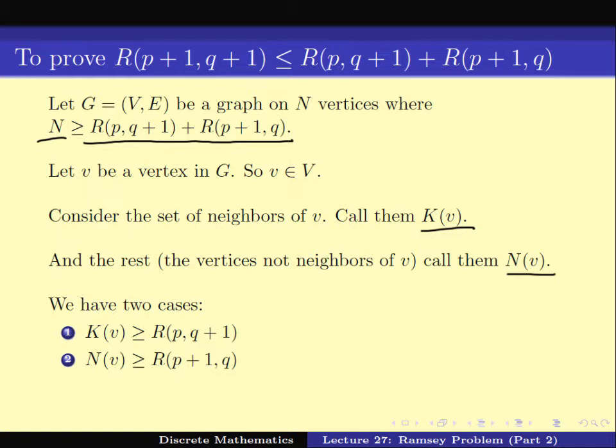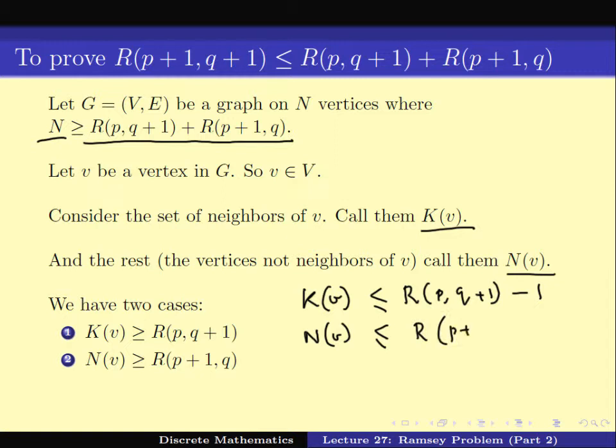Now, why are these two the only two cases? To prove that, what we have to see is that if neither of the cases holds, then something wrong is happening. So, what happens if the first case doesn't hold? Then K_V is strictly less than R(P,Q+1), which means it is less than or equal to R(P,Q+1) minus 1. Similarly, N_V is less than or equal to R(P+1,Q) minus 1.